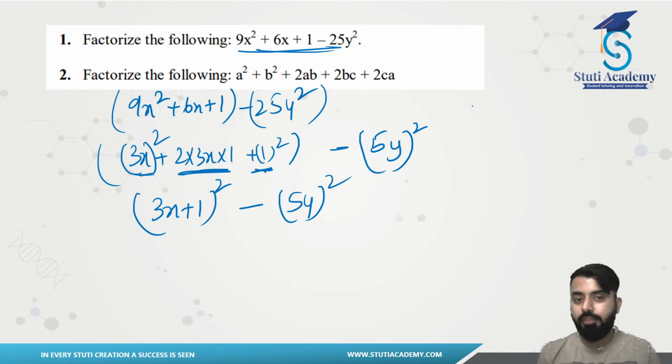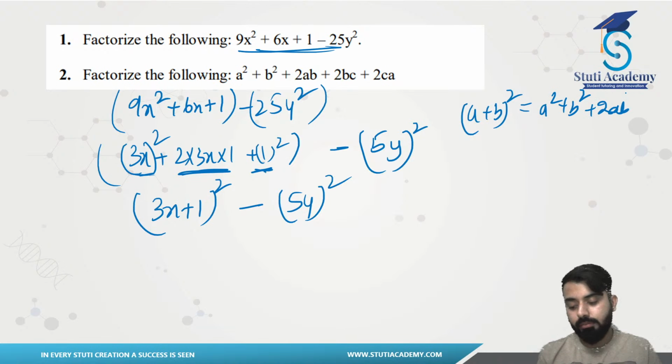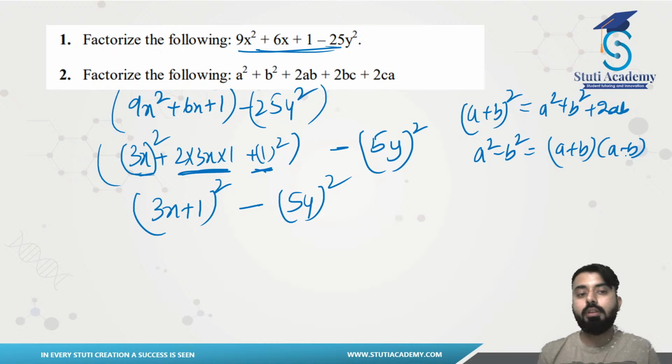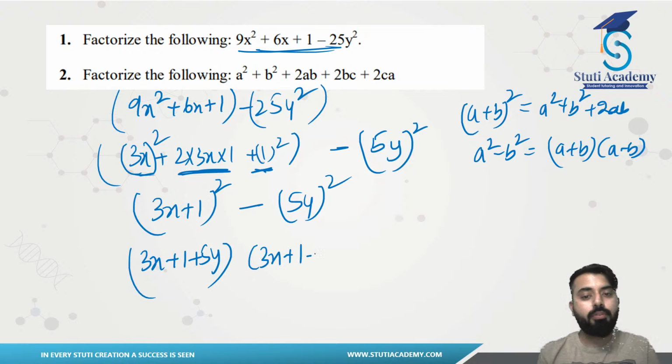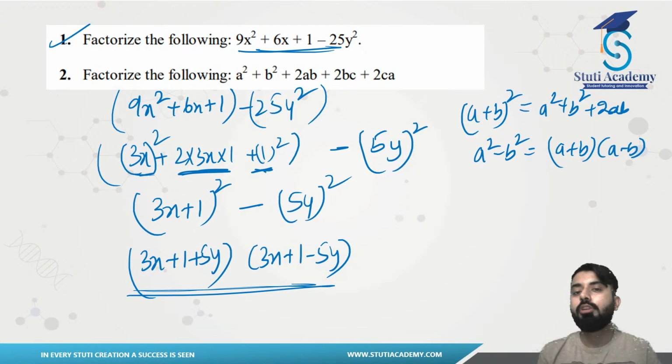So you guys see, we used the identity a plus b whole square, which is a square plus b square plus 2ab. Then we had this one, a square minus b square, which will be a plus b into a minus b. So a plus b will be 3x plus 1 plus 5y, and a minus b will be 3x plus 1 minus 5y. So these two were the factorized form of your polynomial.